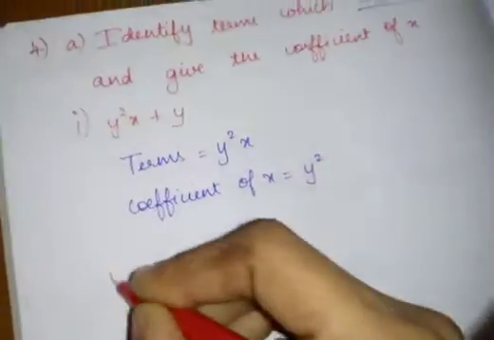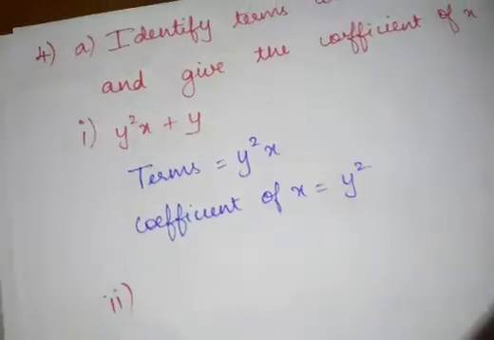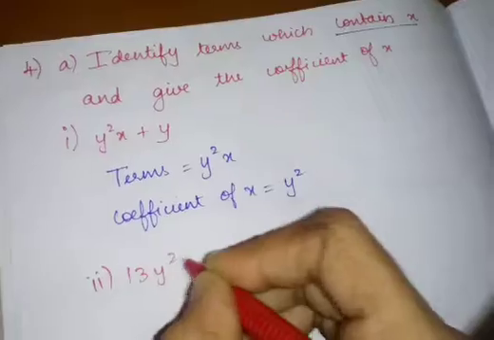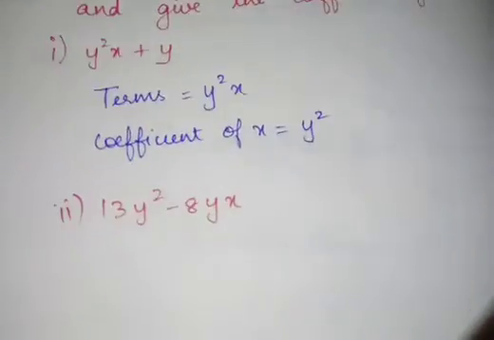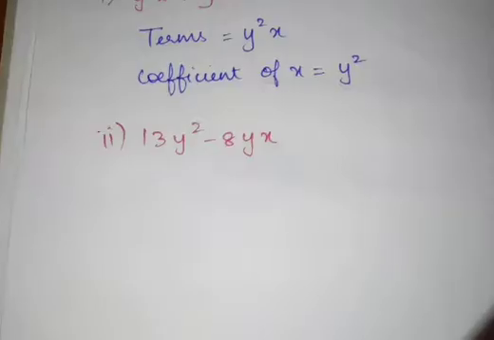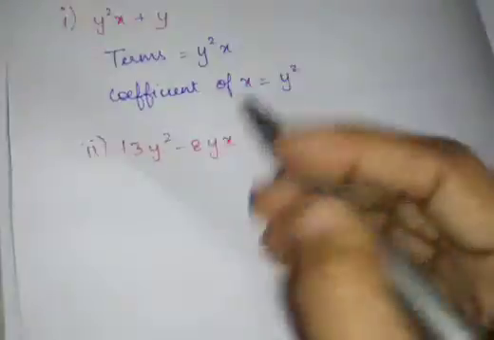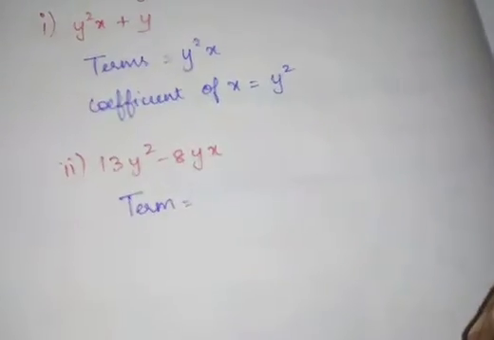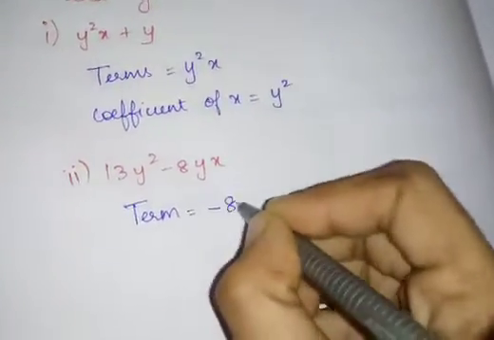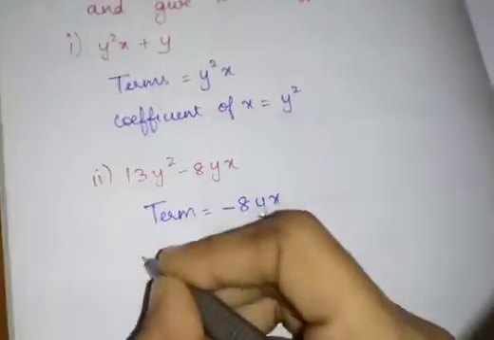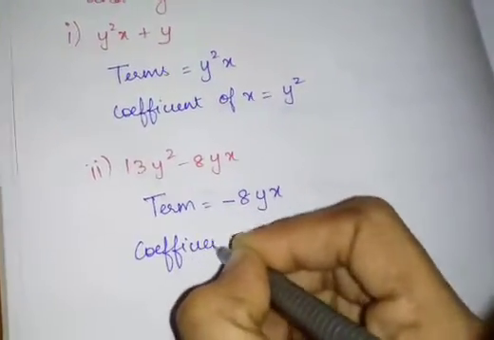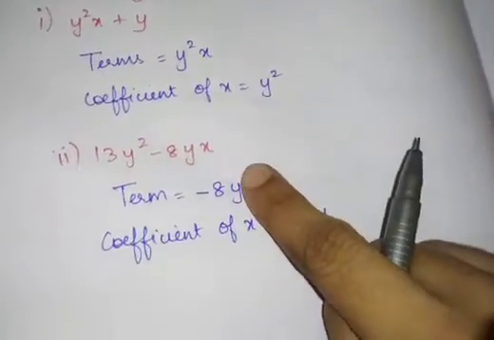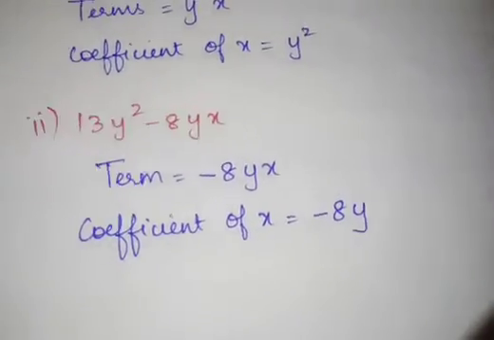So what is your second problem? 13y square minus 8yx. So what is the term here? Will you include this 13y square? No. You will include only this minus 8yx. So what is the coefficient of x here? Minus 8y, because you will not include this x. So the answer is minus 8y.